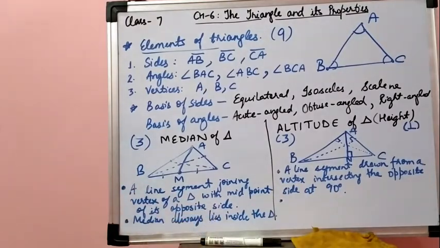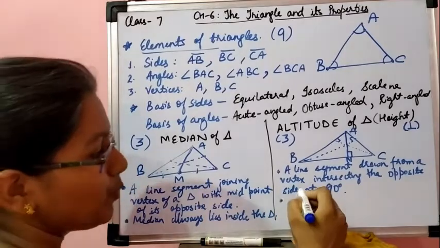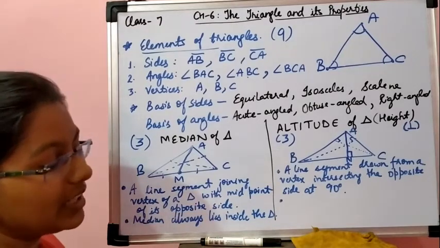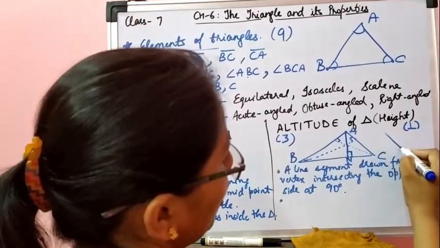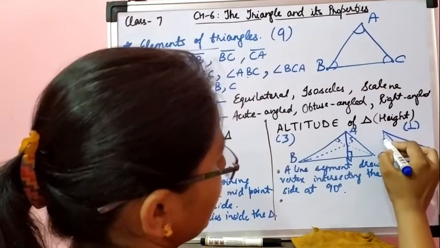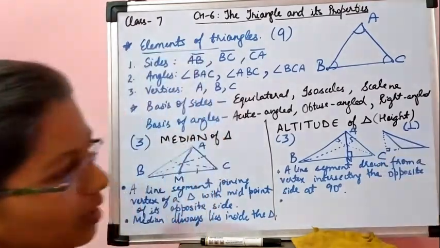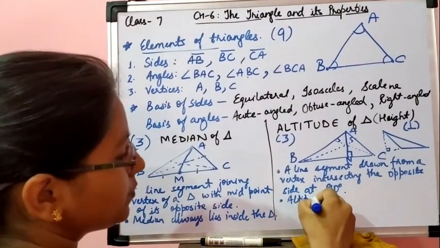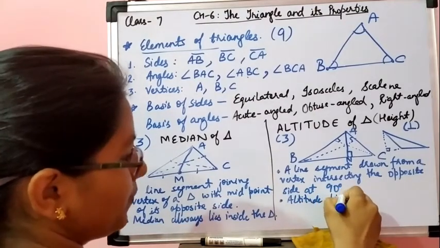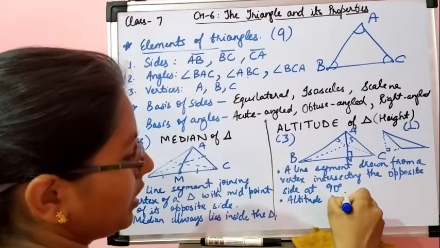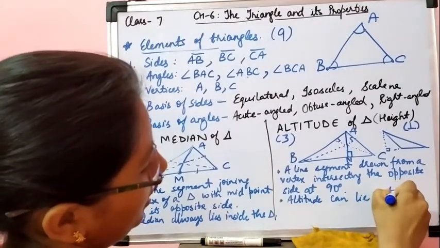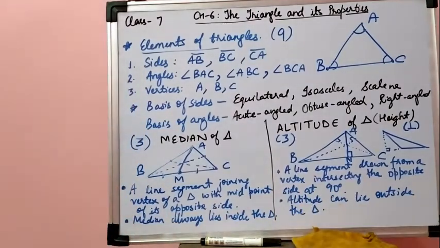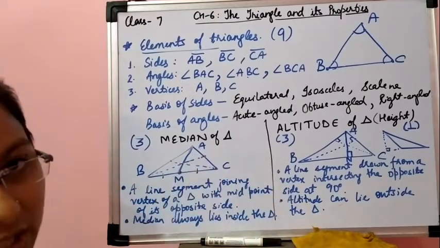And like I have written that median always lies inside the triangle. Altitude can also lie outside the triangle, particularly in the case of an obtuse angle triangle. अगर आपका obtuse angle triangle है तो सपोजिंगली अगर मुझे altitude बनाना है तो वो triangle के बाहर भी बन सकता है. So what we will write? Altitude can lie outside the triangle also. Outside the triangle. Okay. So now I hope you have understood what is median and what is altitude.